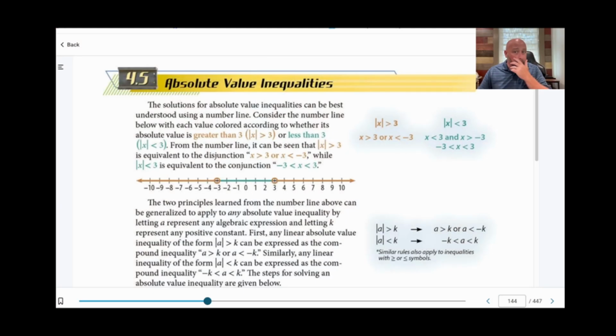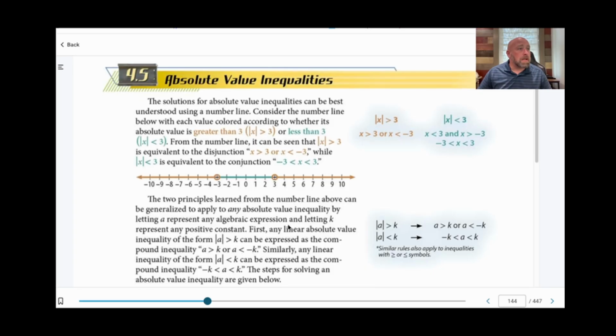Today's lesson, 4.5, will be solving absolute value inequalities. If you look at the book and you're like, oh boy, this is a really confusing lesson, I'm going to try to make it as simple as I can for you, but there are some confusing parts to it. So hang in there and we'll try to work through some of those things. We're on page 144 in your book. Look down there at page 144, and like I said, this is a little bit confusing, but I'm going to try to work you through this.